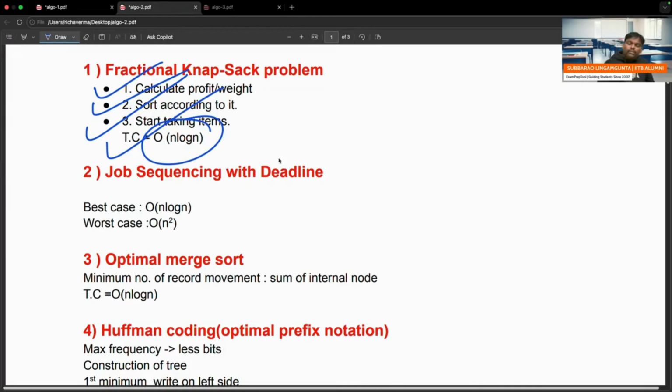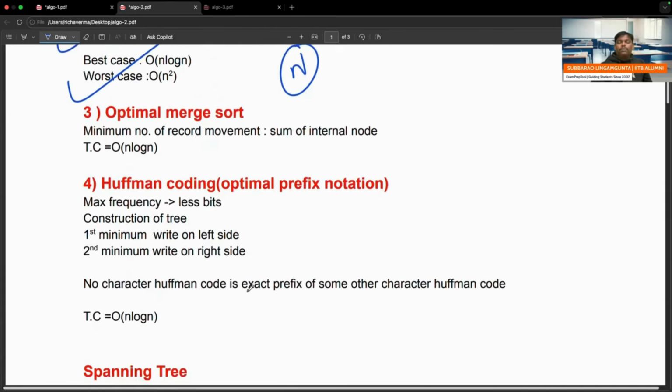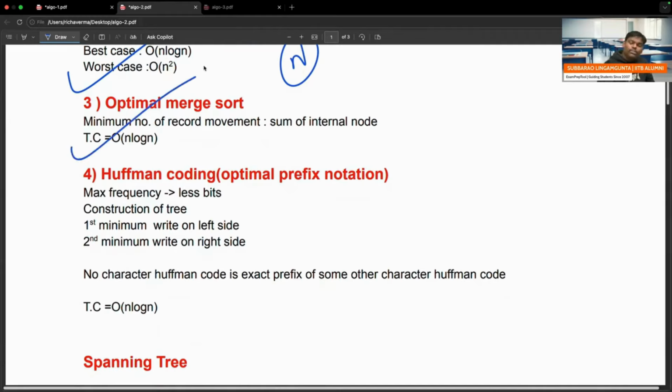Job sequencing with deadline: best case is n log n, worst case n square. Please go through it. Most probably numericals will come here, NAT type questions. Go to the optimal merge pattern. Here also time complexity is n log n, using the heap. Using the heap you can do it in n log n time. Here also you can expect NAT type.